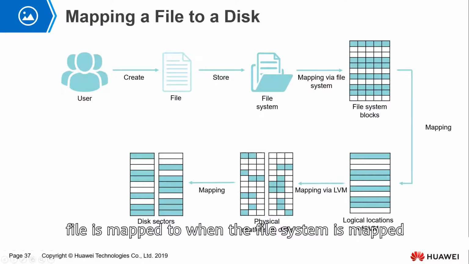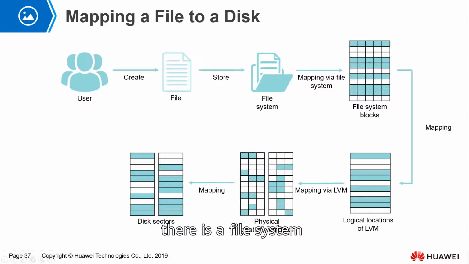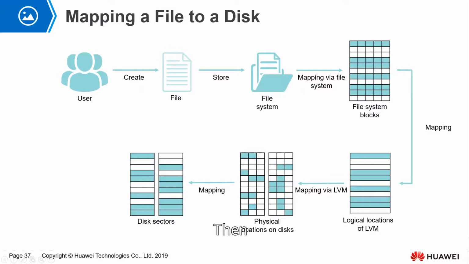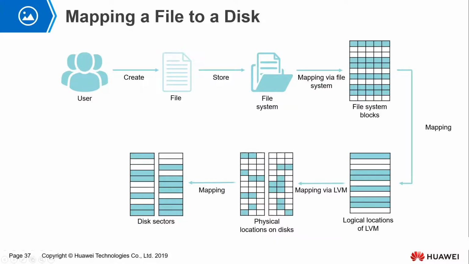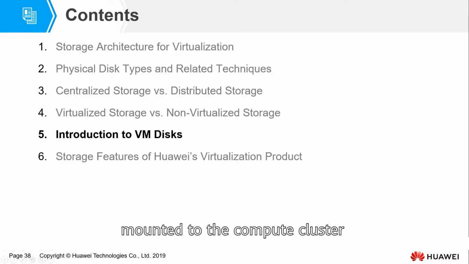When the file system is mapped, in short, the file system is very useful. In the operating system, there is a file system. We can freely search for and modify a file. Then, with the file system in virtualization, we can implement some advanced features. The underlying hardware is logically partitioned and also mounted to the computer cluster. At this point, our virtual machine can be used.